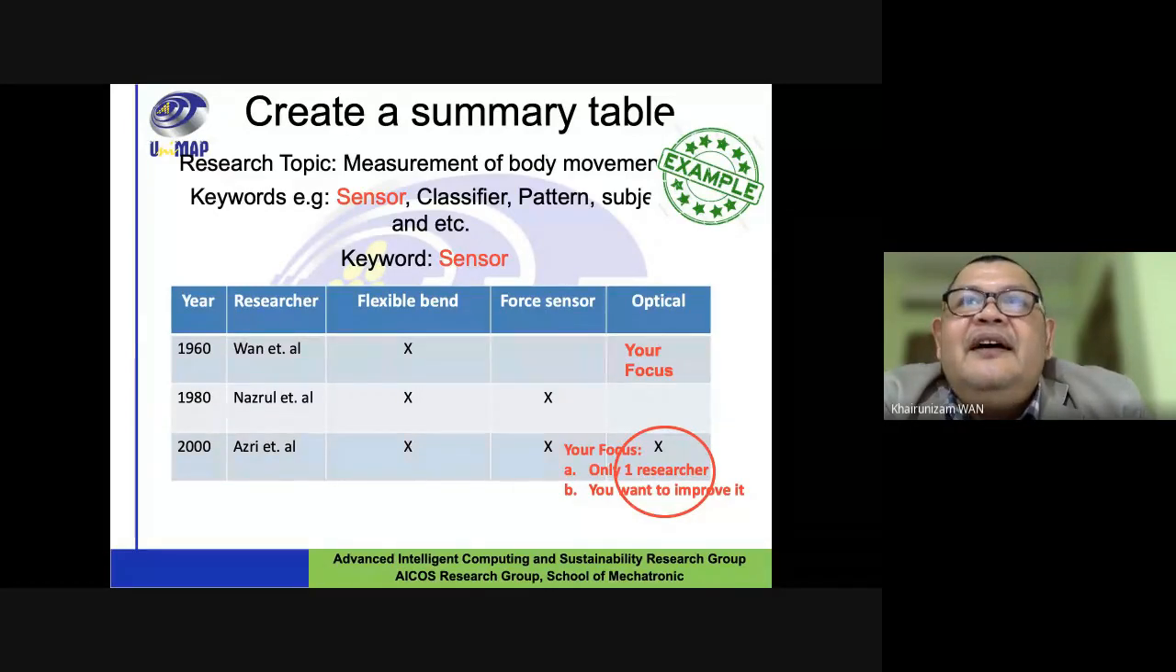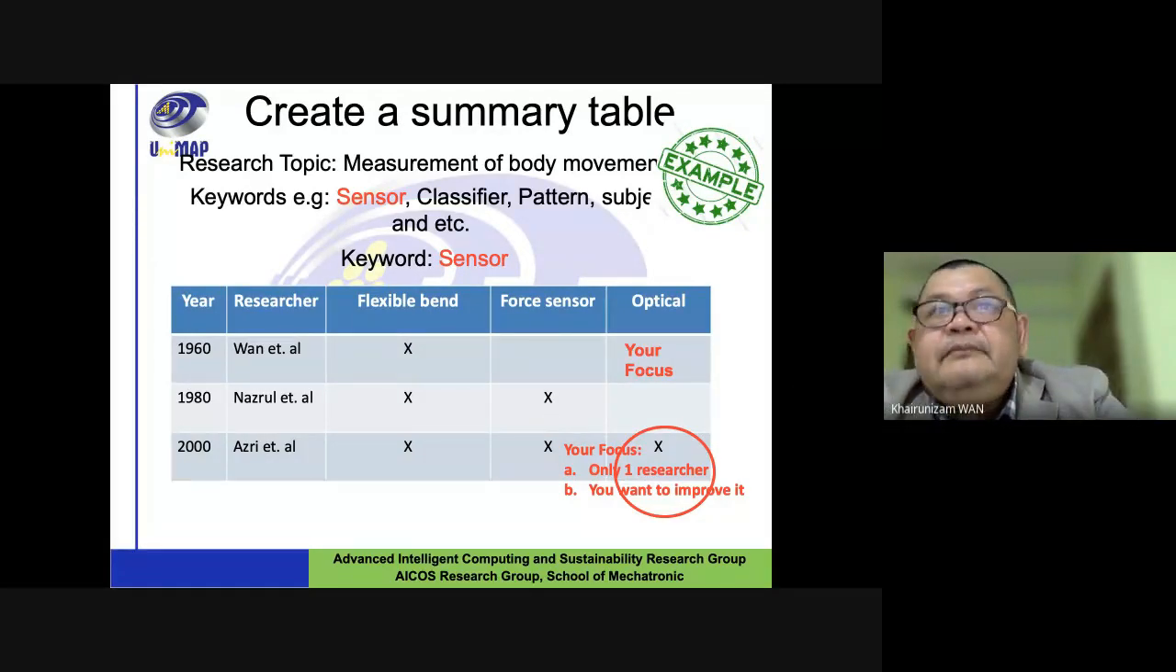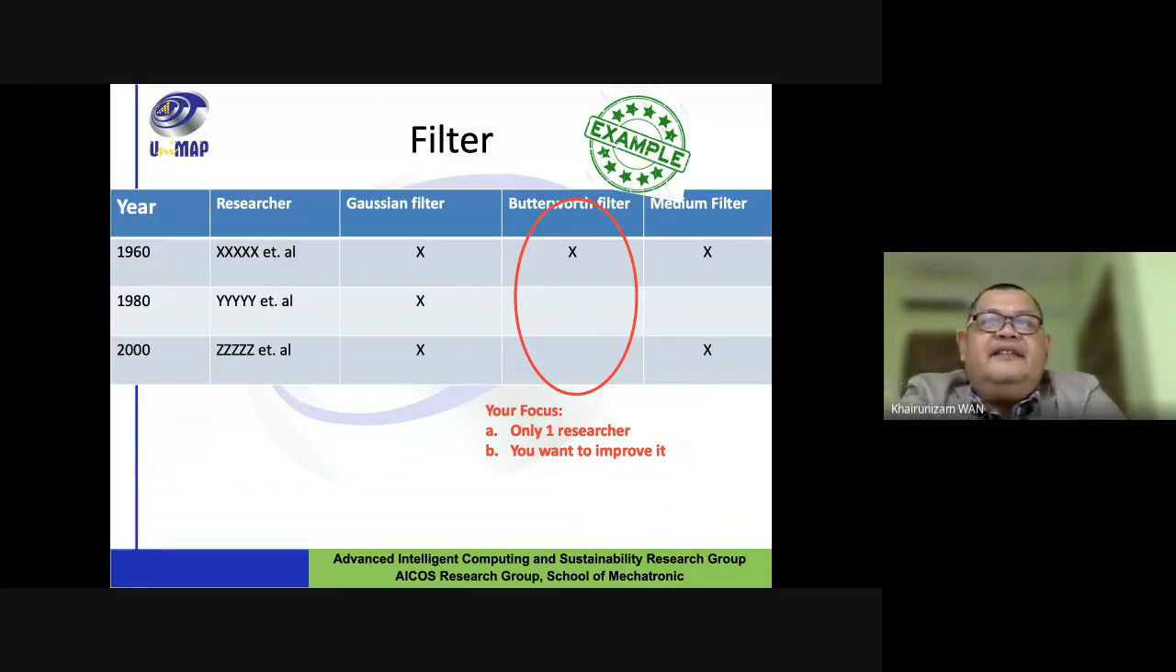So this is an example of how to analyze data from the literature review, from reading a lot of articles. Okay. And then this is the second example. For example, the use of a filter. And now again, you are still in the project of measurement of body movement.